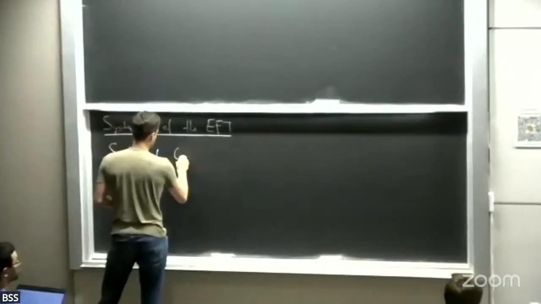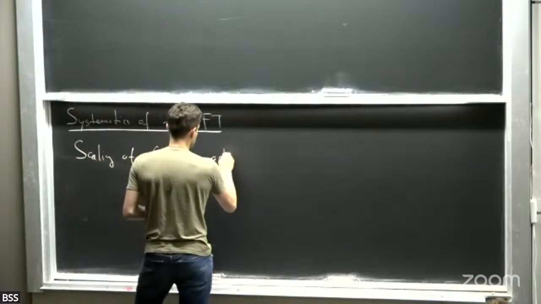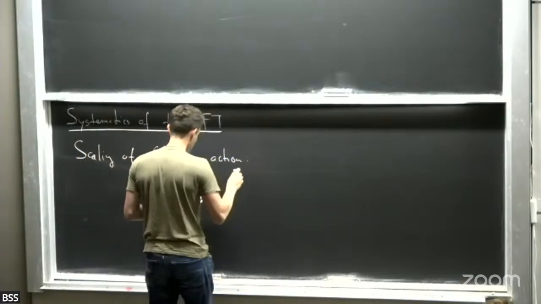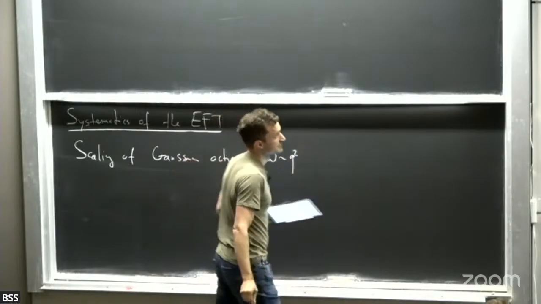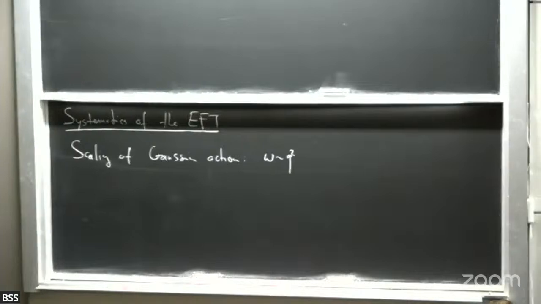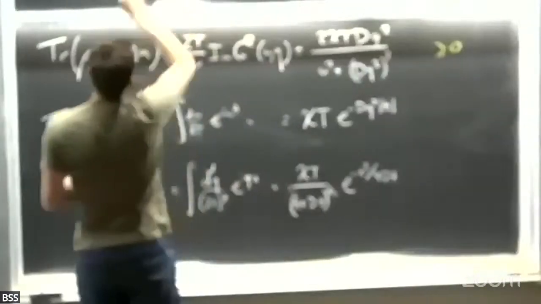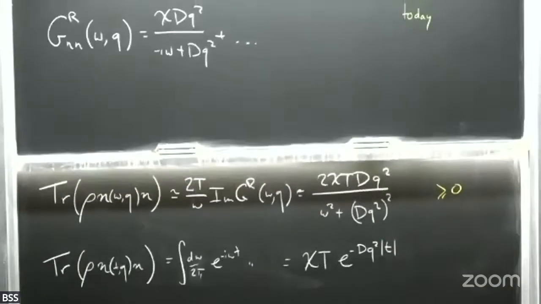So scaling of our leading order Gaussian action tells us, first of all, that frequency scales like q squared in this diffusive setting, right? You can just compare the two terms that have a phi a and a mu. They have either two gradients or one time derivative. And we can also see the scaling of fields themselves.